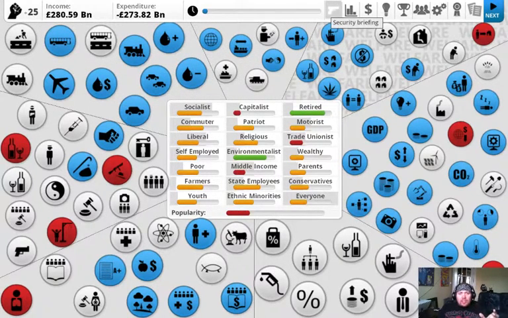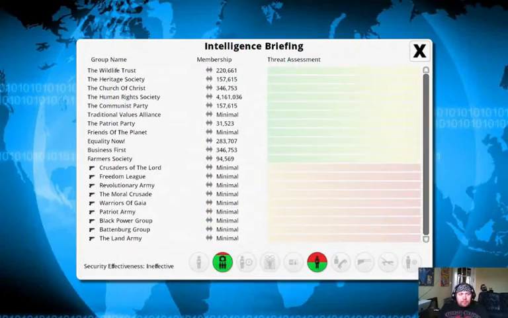Let's continue looking at the state of the country. Let's have a look at the security briefing. As you can see, these are the people who are likely to cause us problems. Minimal at the moment. They haven't had a chance to look at our government and decide whether they love us or hate us. Looking down here, these at the bottom, starting at the Crusaders Lord all the way down to the Land Army, these are the people who are likely to try and assassinate us. So we need to keep a watchful eye on them. We want to keep these as minimal as possible.